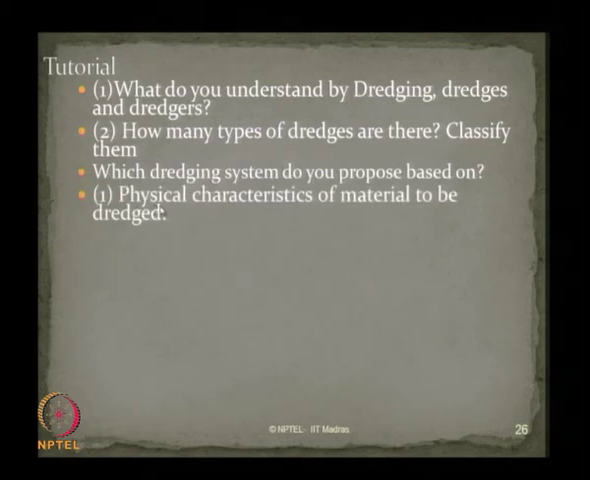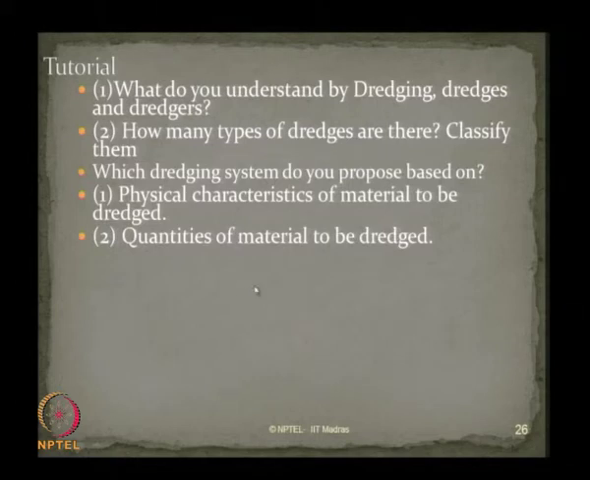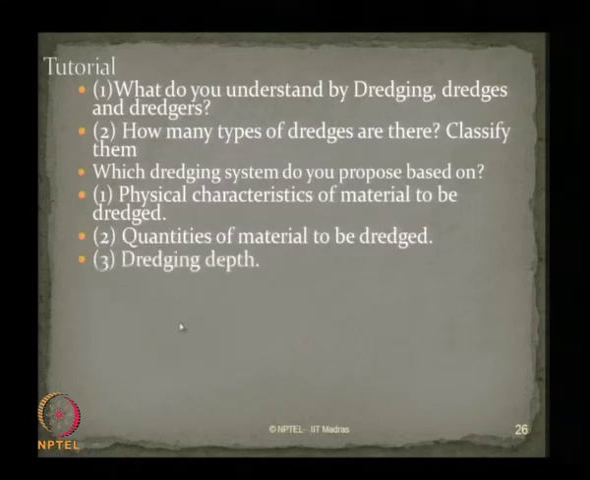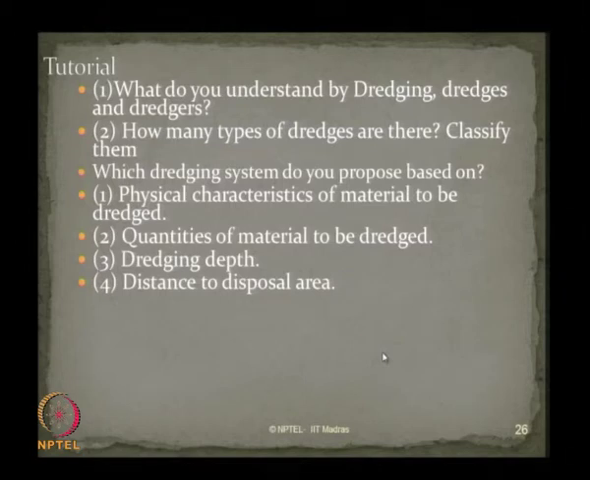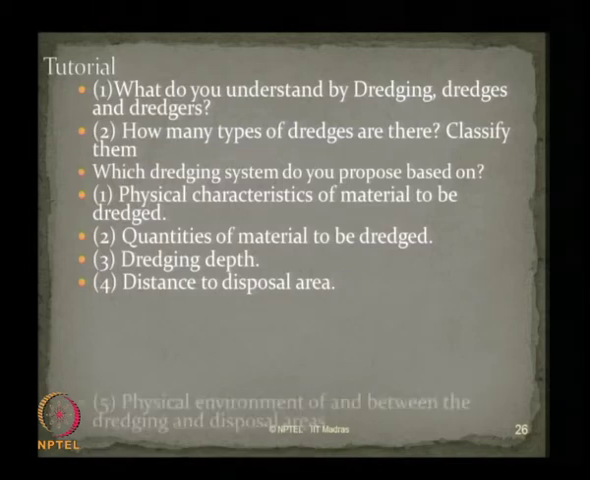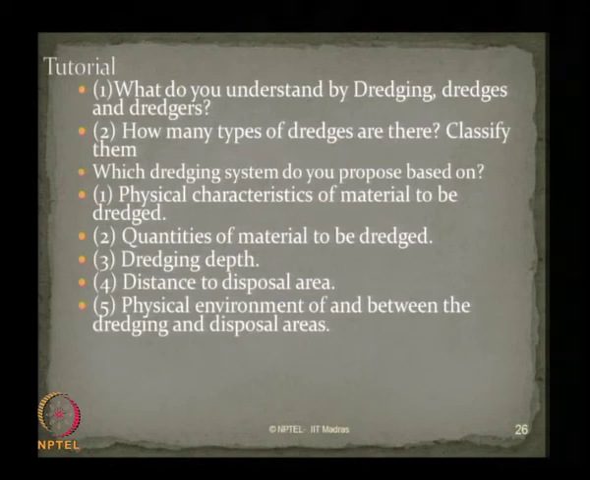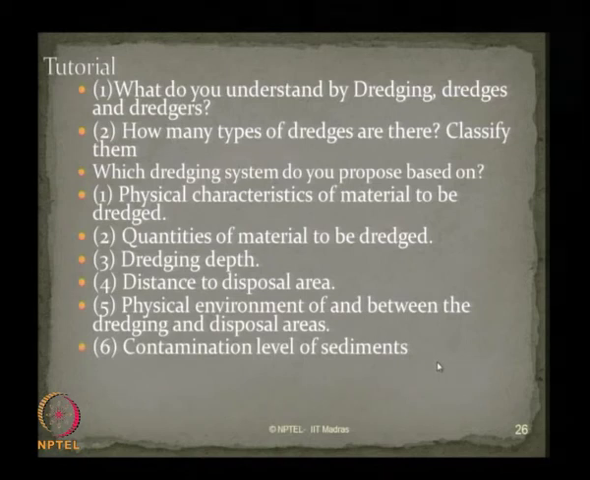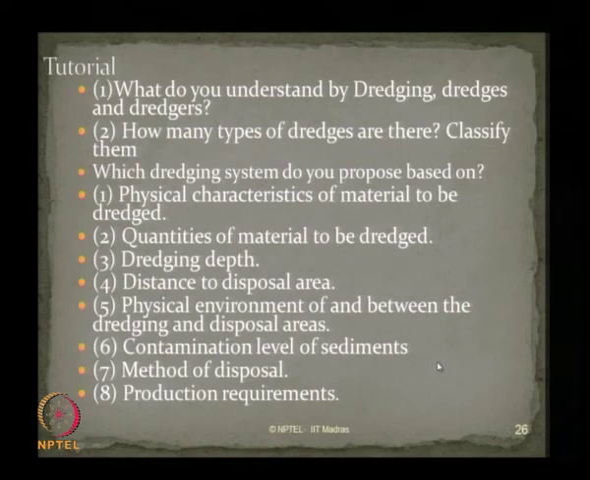Which dredging system do you propose based on the following? Based on the physical characteristics of the material to be dredged, the quantity of the material to be dredged, the dredging depth, the distance from the dredging site to the disposal area, the physical environment of and between the dredging and the disposal areas, contamination level of sediments and method of disposal. Of course, you must list them depending upon the production requirements available at site.